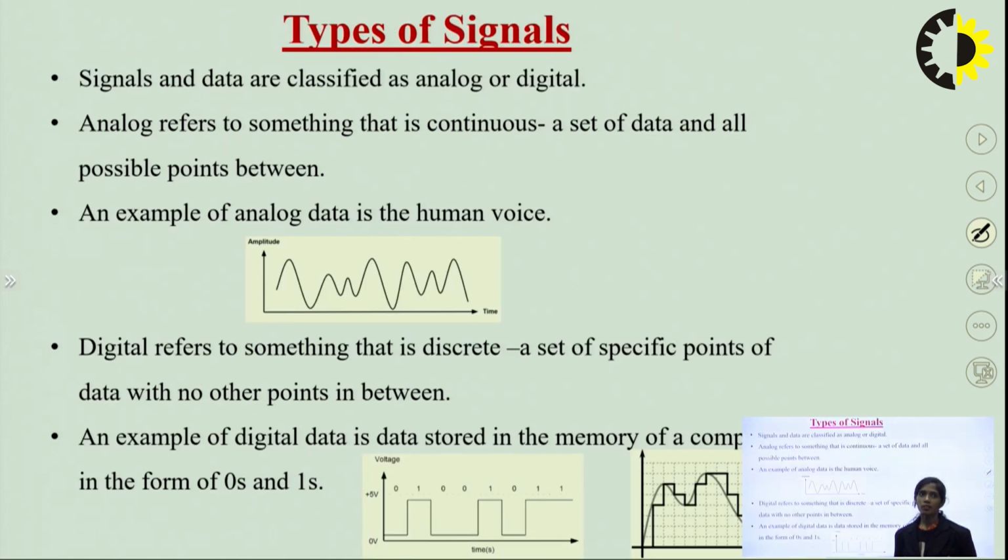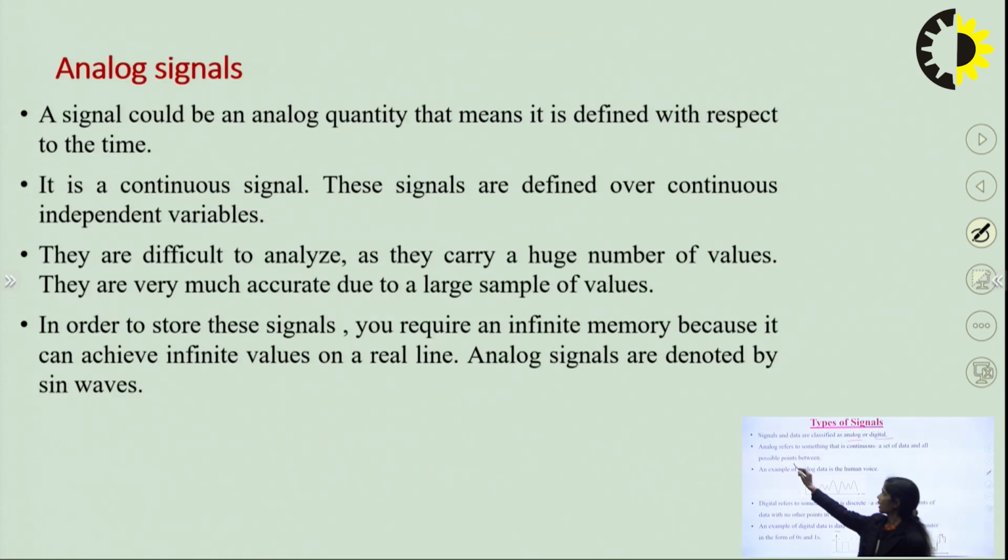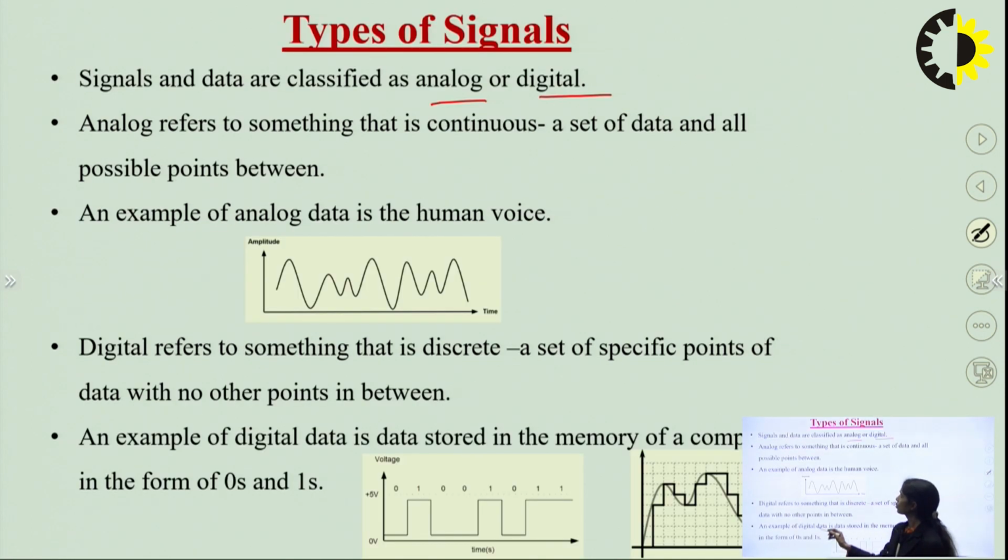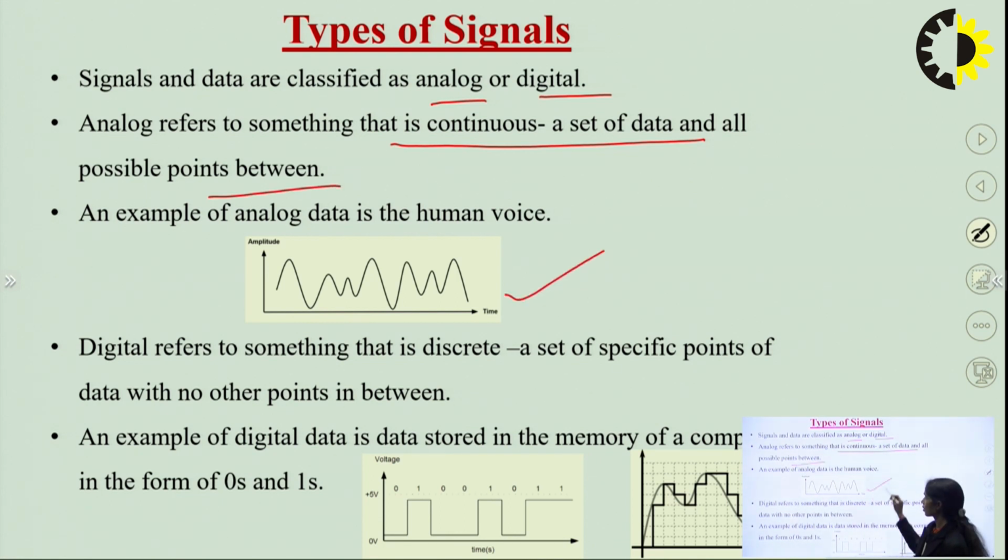If we look at the different types of signals, we basically have two types: analog signal and digital signal. Analog signal refers to something which is continuous in nature, and it is a set of data obtained at different possible points. This shows an example of an analog signal, which we can see here. It is continuous in nature with respect to time.